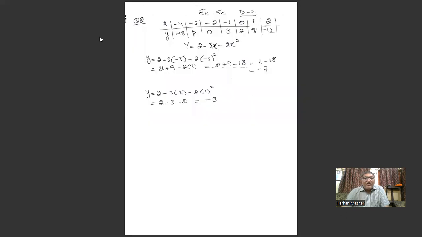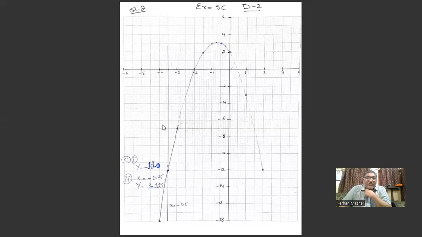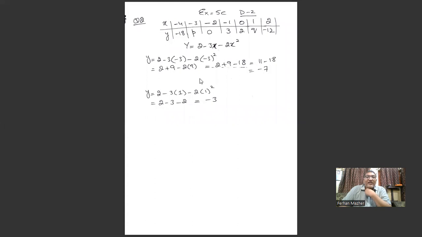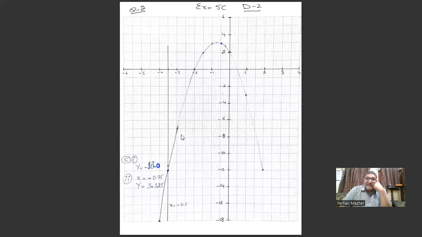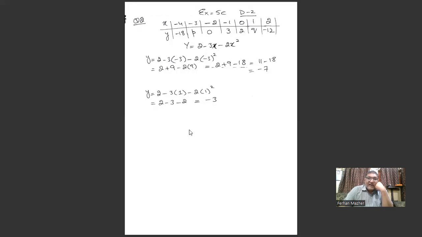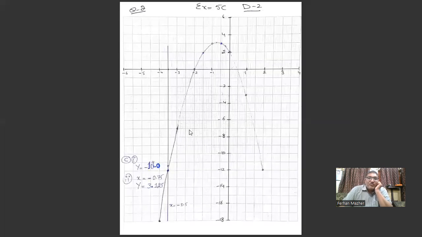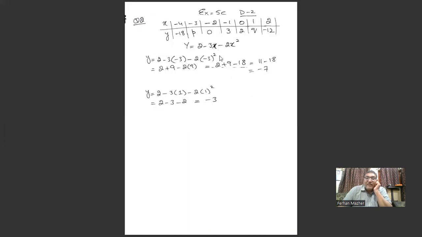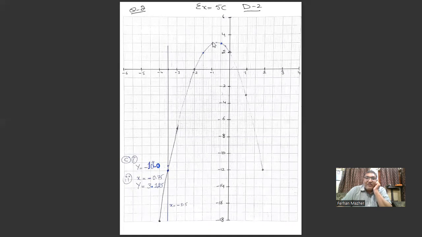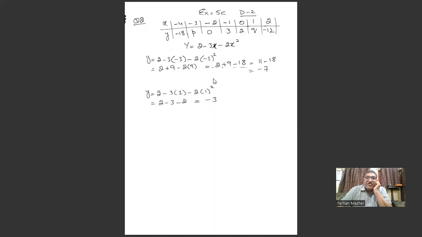Now I will draw that graph. At -4, I will put a dot at -18. So here I put this dot. Then at -3, the value is -7, so I will put a dot here. At -2, you have 0, so I put this dot. At -1, we will have +3. And at 0, you will have 2.